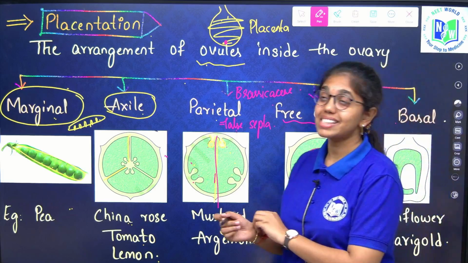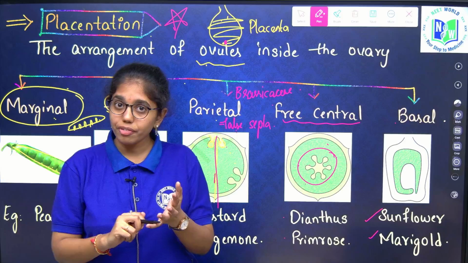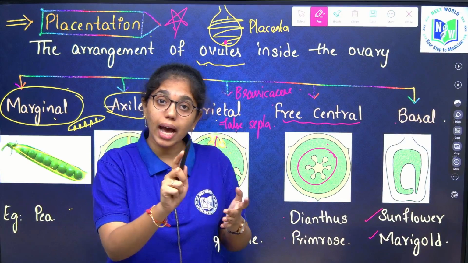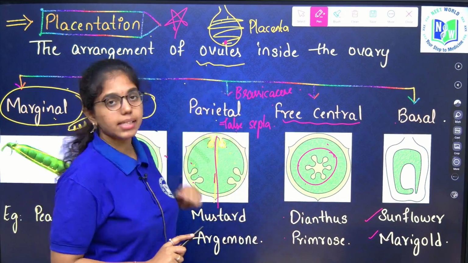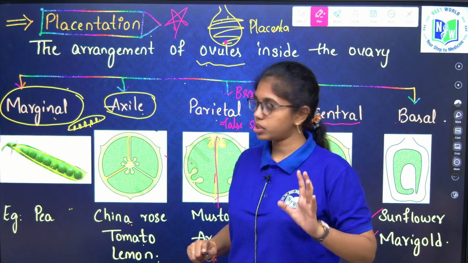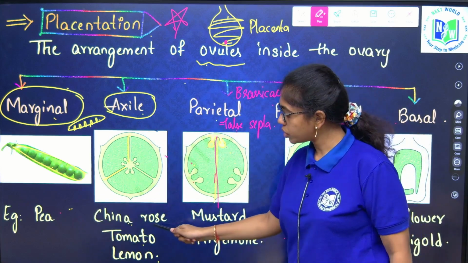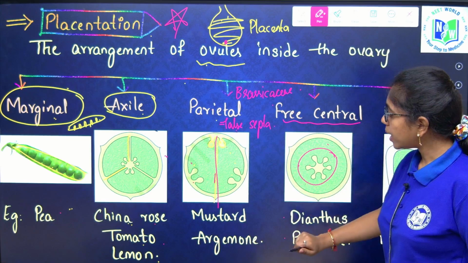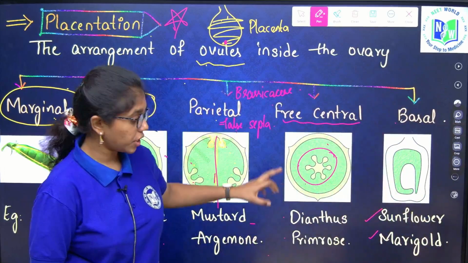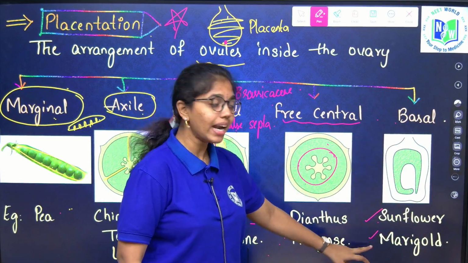Now, the examples are very important. The examples of aestivation, androecium, syncarpous and apocarpous gynoecium, and placentation are asked every year. Definitely you will get one or two questions, so focus. Marginal placentation: pea. Axial placentation: China rose, tomato and lemon. Parietal placentation: mustard and argemone. Free central placentation: dianthus and primrose. Basal placentation: sunflower and marigold.